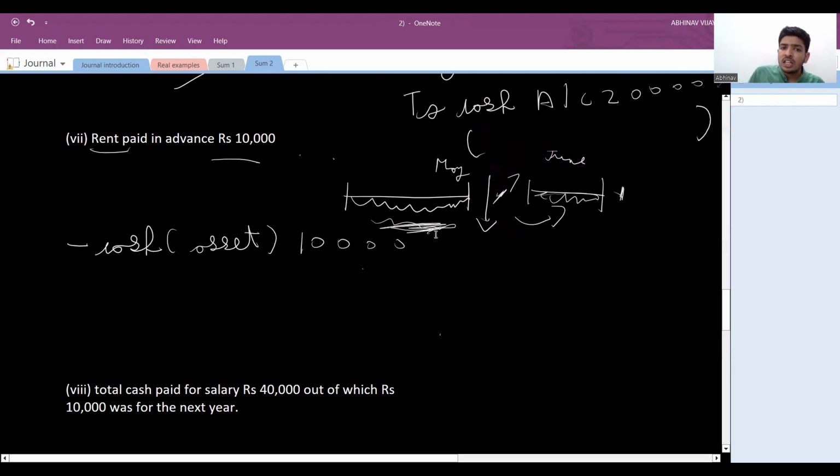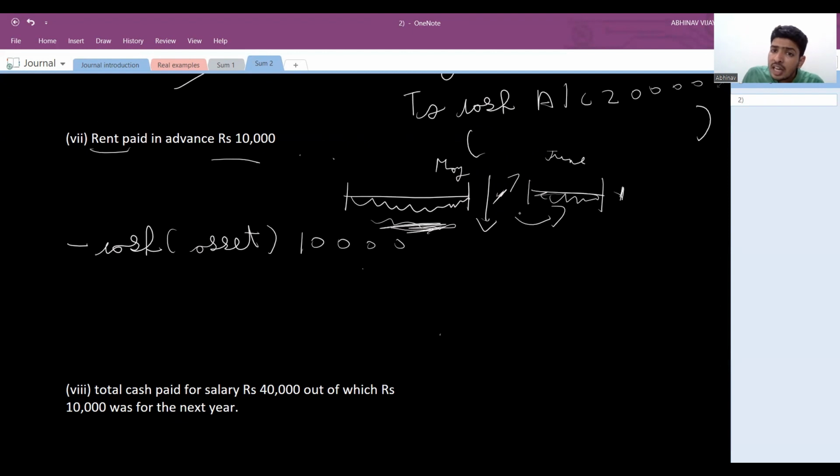This rent of 10,000 is a value, the benefit of which will be taken in June, which is the future, because this was the month of May. This entry is at the end of May, before June. So the value of the rent of June can be taken only in June. It will be taken in the future. So it is an asset. What type of asset is it?